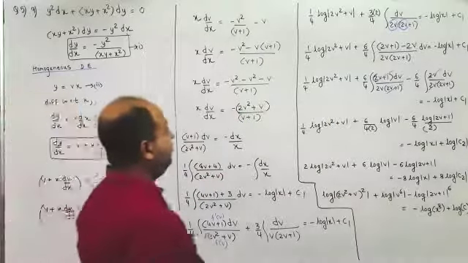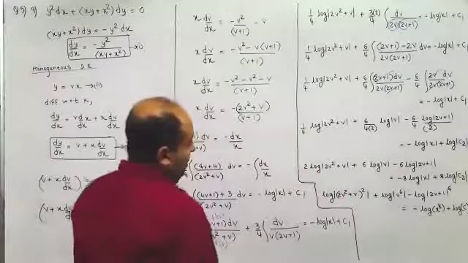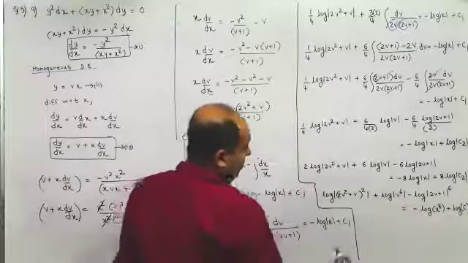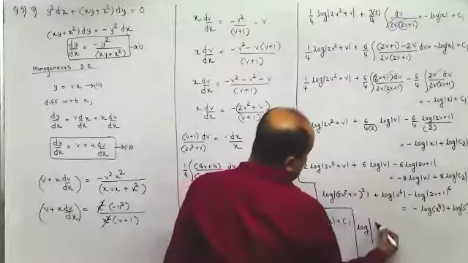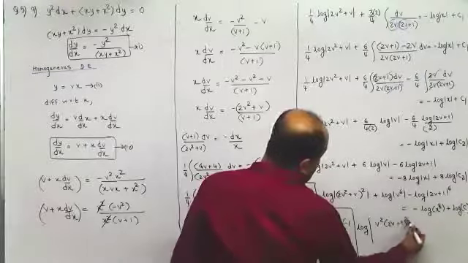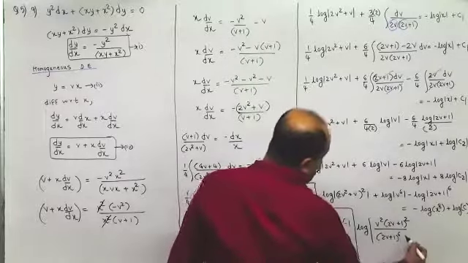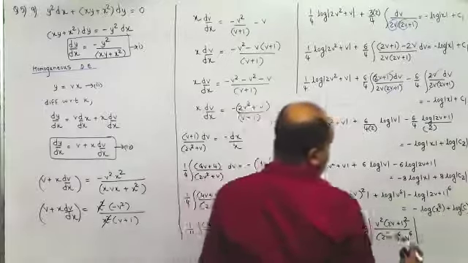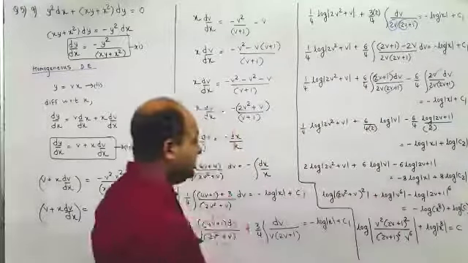Now, when I take v common, I'll get log of v square into 2v plus 1 square upon 2v plus 1 raised to 6, and I'll get v raised to 6. This would be minus log x raised to 8. So it would become plus log x raised to 8 equal to some constant log c.